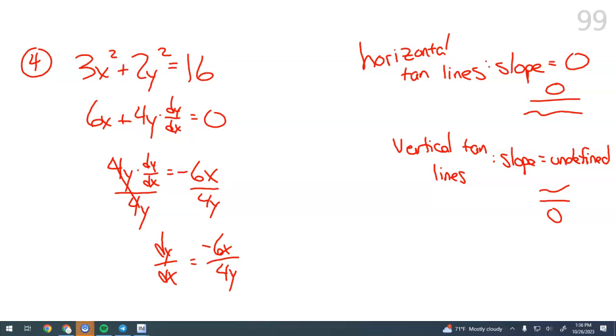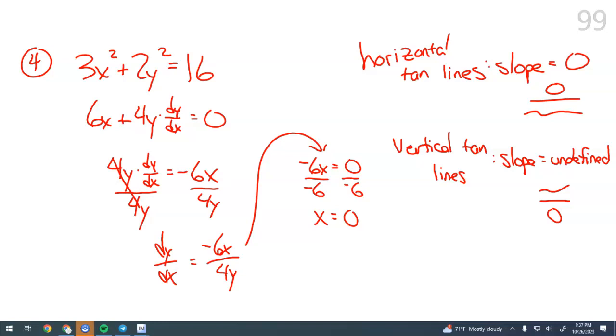And then this gets a little weird. My job is to find horizontal tangent lines in number 4. So I'm going to set which equal to 0, top or bottom? The top equal to 0. So I will get negative 6x equals 0. And if I solve that, I get x equals 0. Well, my job is to find horizontal tangent lines. Is that a horizontal line? x equals 0.